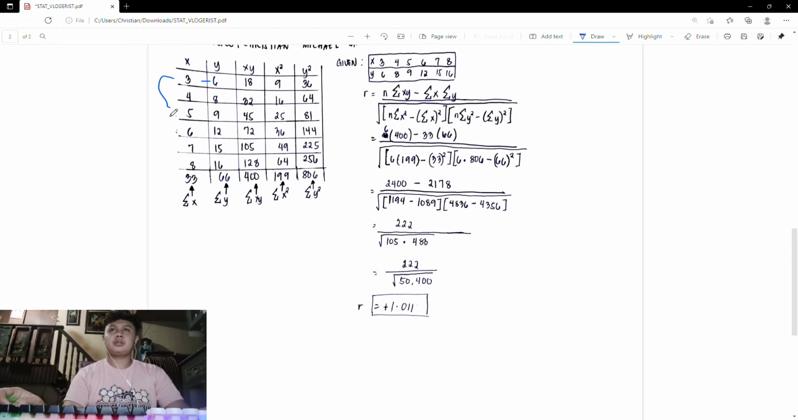From here to here, we add up to get the summation of x. So 3 plus 4 plus 5 plus 6 plus 7 plus 8, 33. 6 plus 8 plus 9 plus 12 plus 15 plus 16, 66. The summation of xy is equal to 400. And the summation of x squared is 199. The summation of y squared is 806. We get these values because they are needed in our formula.